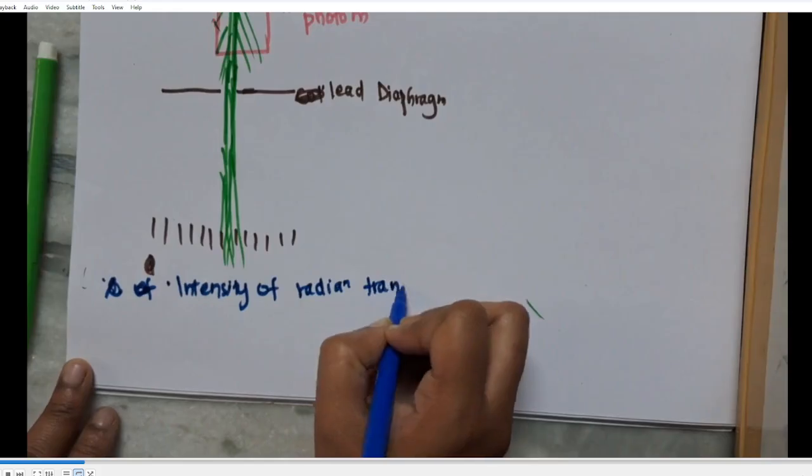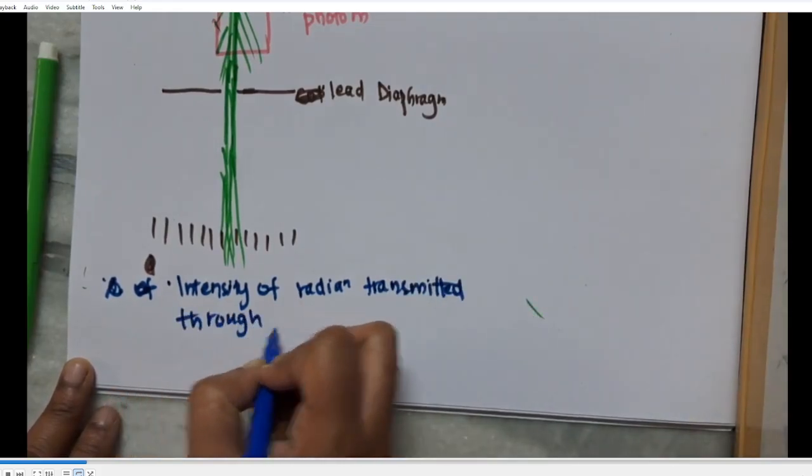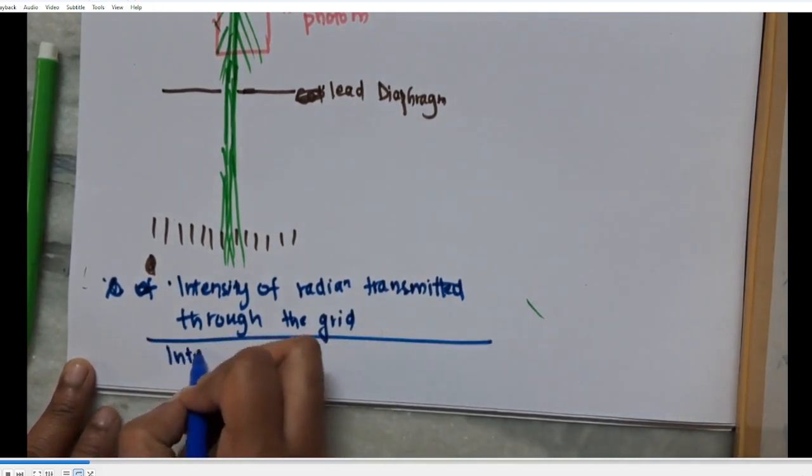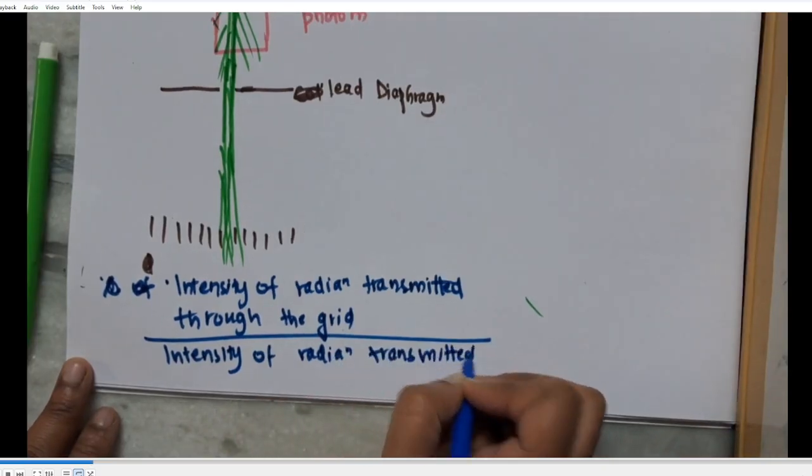Now, there are two measurements which we take here, to determine the percentage of primary transmission. The first measurement is made with the grid in place, to determine the intensity of radiation transmitted through the grid. The second measurement is made after removal of the grid, to determine the intensity of radiation directed at the grid.